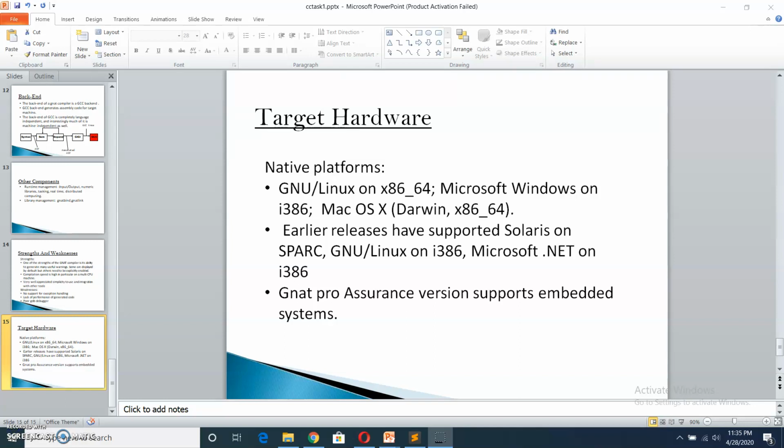The earlier versions of the GNAT compiler come with support for Solaris on SPARC, GNU or Linux operating system on i386, and the Microsoft .NET operating system on i386. Also, the later versions like GNAT Pro Assurance support operation on embedded systems.